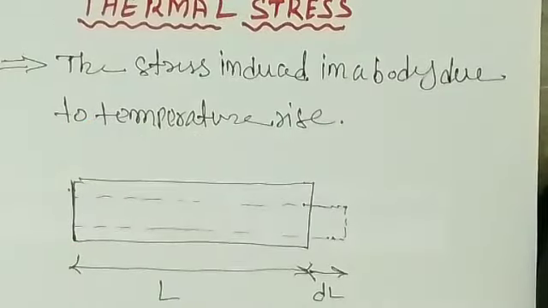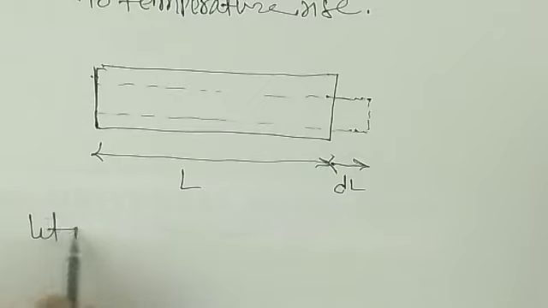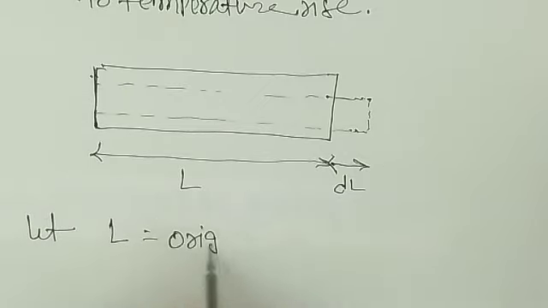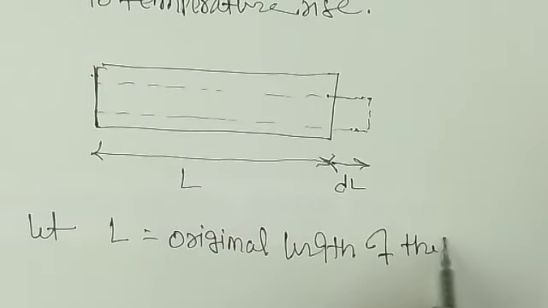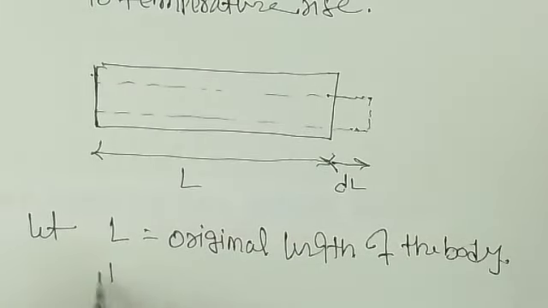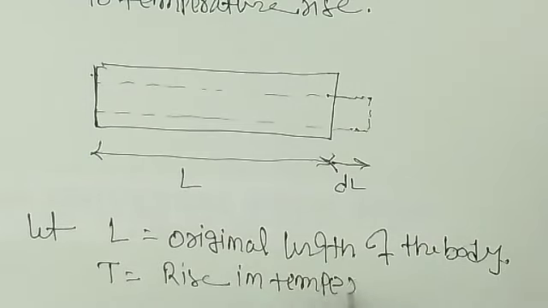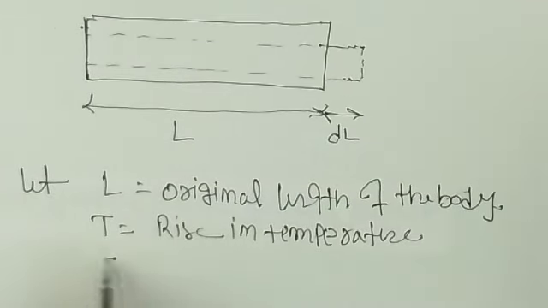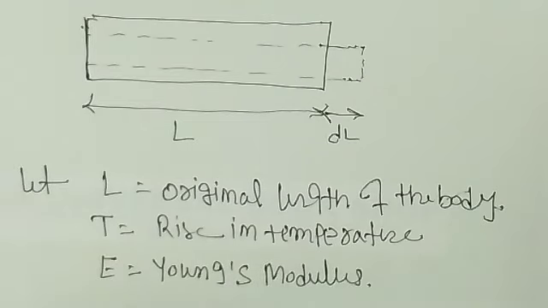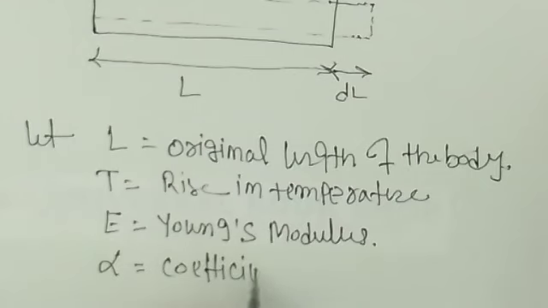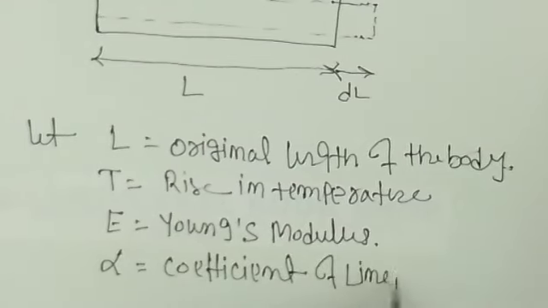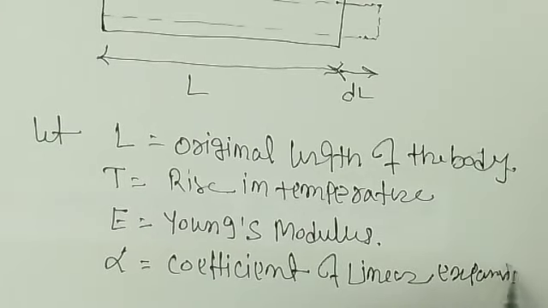Now you can write down the nomenclature. Let L be the original length of the bar element, the original length of the body. T is the rise in temperature. E is the Young's modulus, or modulus of elasticity. And alpha is the coefficient of linear expansion.